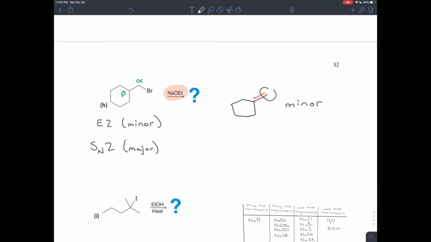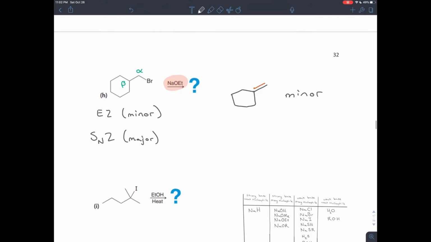Notice that we don't have to consider cis and trans here because one of the carbons in the double bond is bonded to the same thing twice. In this case, 2 hydrogens. So that's the elimination product.